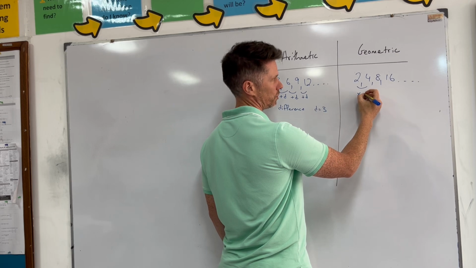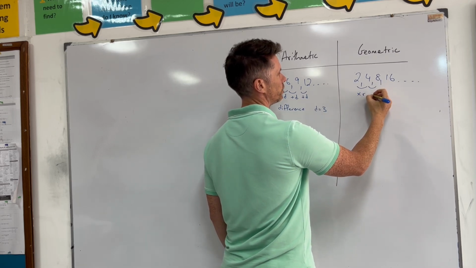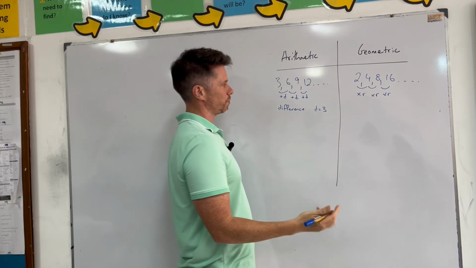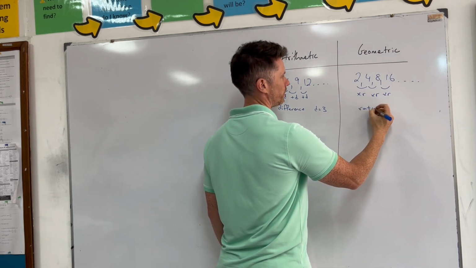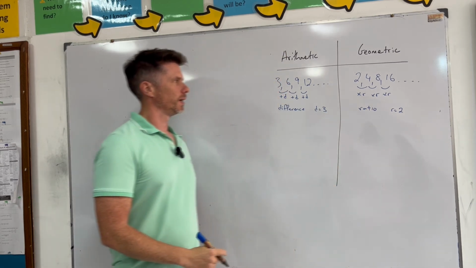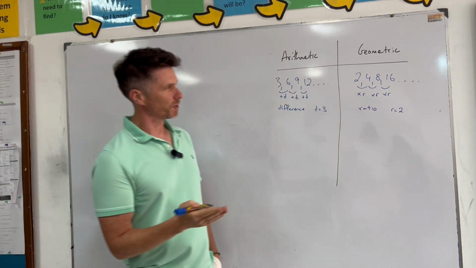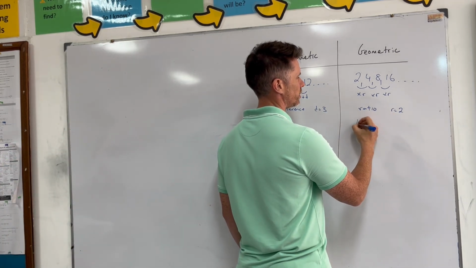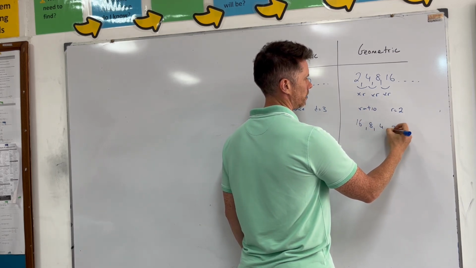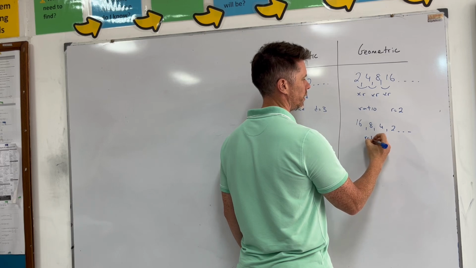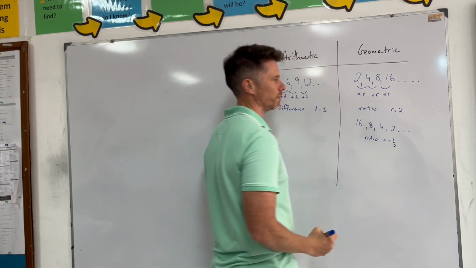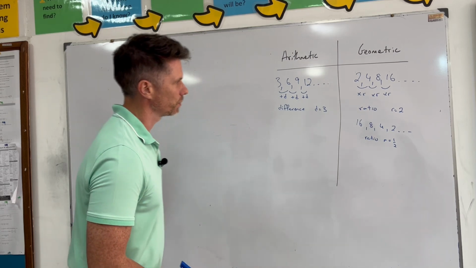Geometric then, there's a multiplication. There's a multiplication of 2. So we refer to it as a ratio. One is twice as big. So the ratio is 2 here. There's something interesting: if this sequence was in reverse, what would the ratio be? 1/2. Yeah, the ratio is a half. The ratio is a fraction, because it's going down.